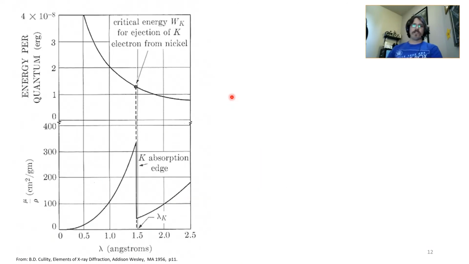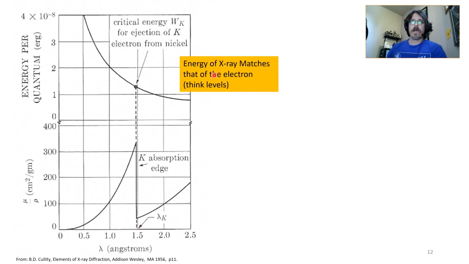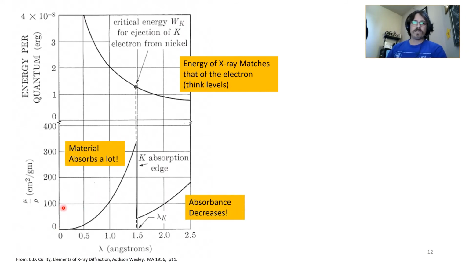If we look at it from a different point of view, this is talking about nickel, and nickel is important to copper radiation, and I'll show you why in a bit. Here's the critical energy for the wavelength of an electron from nickel, and we have this spike, and this is the absorption edge of nickel. The absorption edge of nickel occurs a little bit below 1.5. The energy of the X-ray matches that of the electron, so the material is absorbing a lot. After you hit this absorption edge, the absorbance decreases.